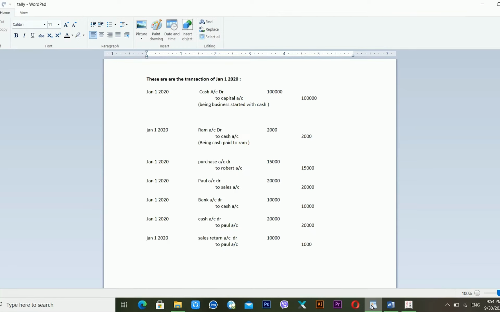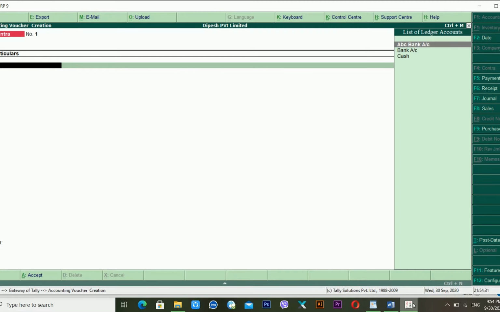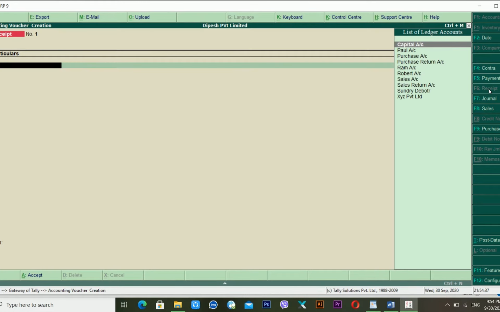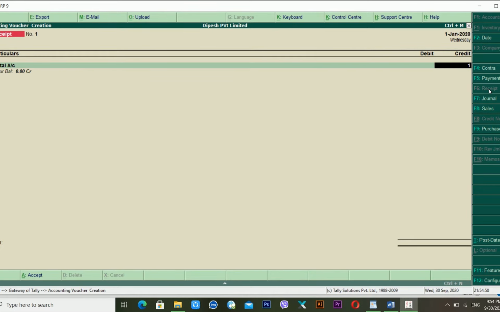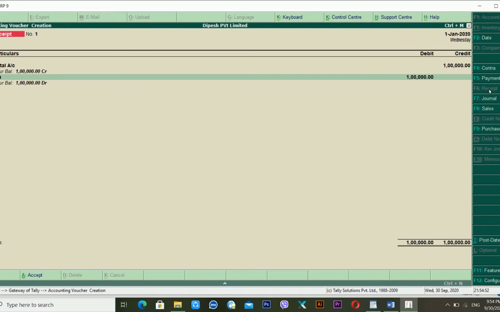Now you can see here on January 1, 2020, we are starting a business with 1 lakh rupees. In our journal there is a cash account and a capital account. It means we have to use the receipt voucher, because we are starting a business and receiving money for our business. So in the CR, let's put the capital account. How much? 1 lakh, 1, 2, 3, 4, 5. And in the DR, cash.